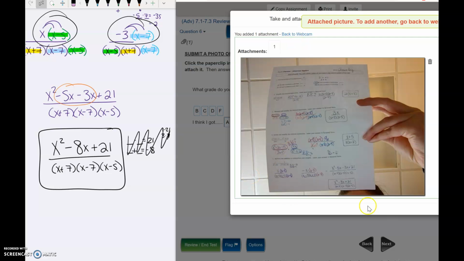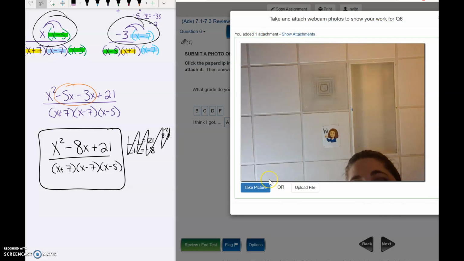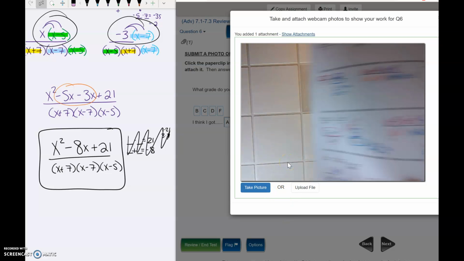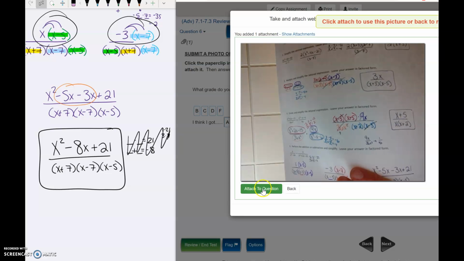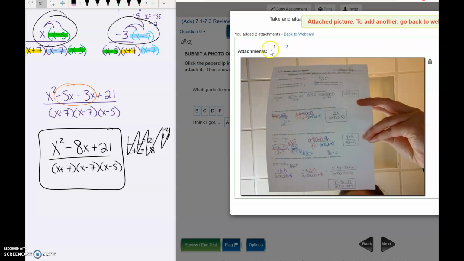You've added one attachment, back to webcam. You could take multiple pictures. So if you wanted to make it clear, you could take multiple pictures. See, I'm running out of time, but you could take another picture and you could attach that to question, and then there's 2 attachments. So attach multiple if you want to, or just one, and then close the window.